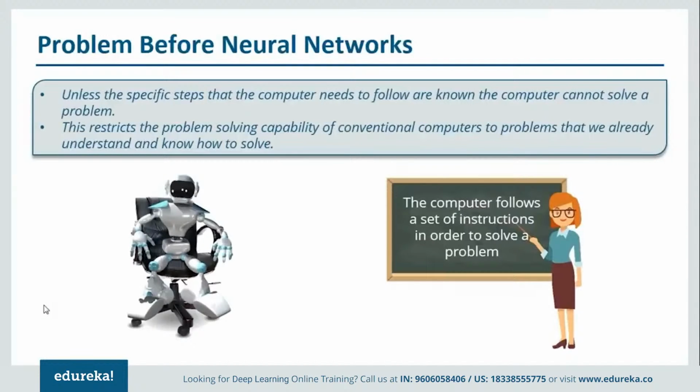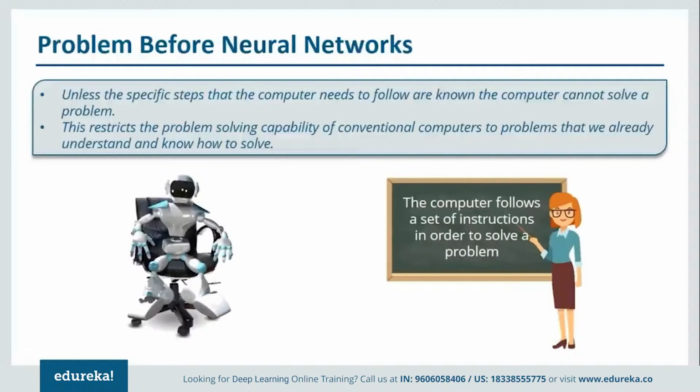We'll understand why we need neural networks. In order to understand why we need neural networks, we are going to compare the approach before and after neural networks. And we'll see what were the various problems that were there before neural networks. So earlier, conventional computers used an algorithmic approach. That is, the computer follows a set of instructions in order to solve a problem. And unless the specific steps that the computer needs to follow are known, the computer cannot solve the problem.